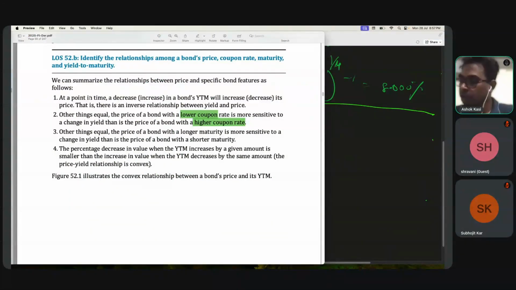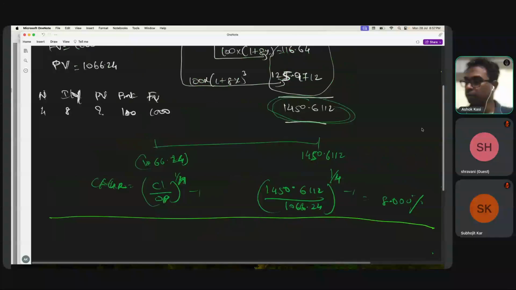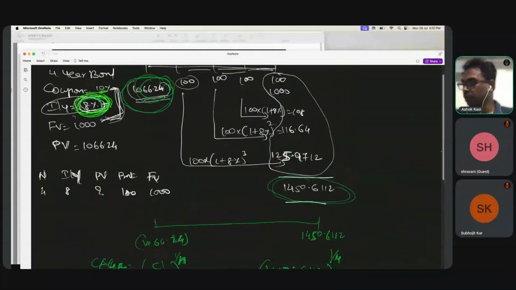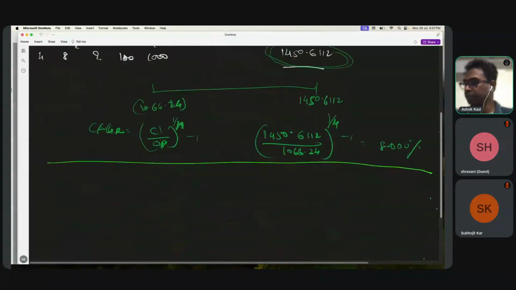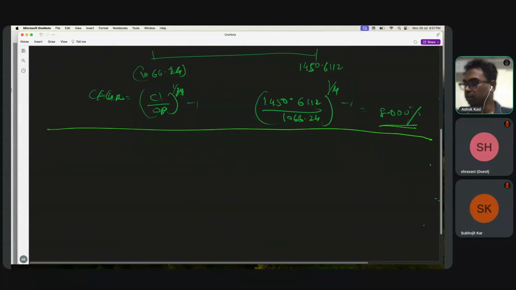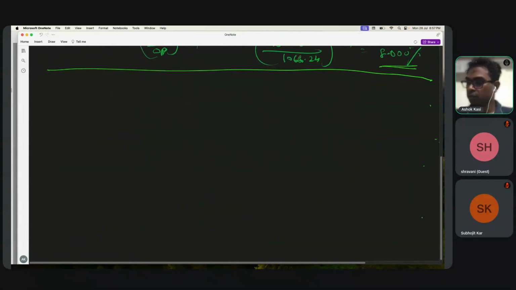See, at a point in time, a decrease in your bond's YTM will increase its price. That is, there is an inverse relationship between yield. Yield means what? This one only, YTM. This is the yield. Okay, 8%. Finally, you are yielding 8% only, no? Finally, you are yielding 8%. That's why it is yield.